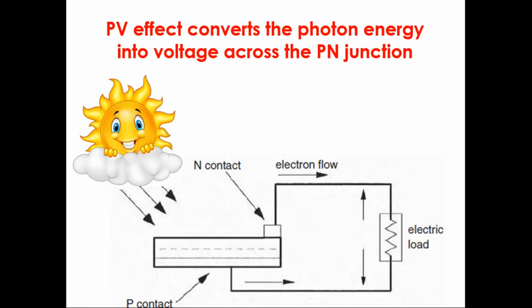So when the light falls on the PV material, we get the external current flow to the electric load, and hence the PV effect converts the photon energy into the voltage across this junction known as the PN junction. So ultimately it combines.